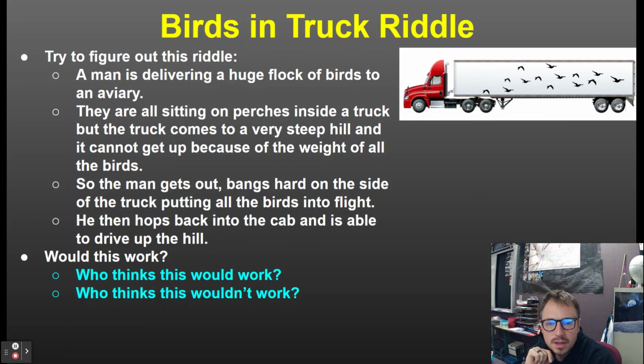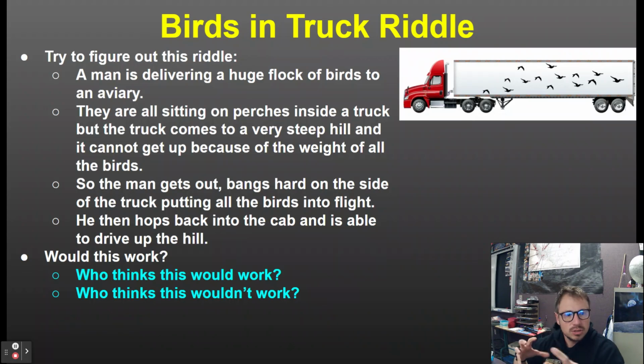Now, would this work? The answer is no, this does not work, right? It's because the truck is like a sealed container. When the birds fly, they're pushing the air down. Well, the air is in turn pushing on the ground. So it doesn't negate that weight.